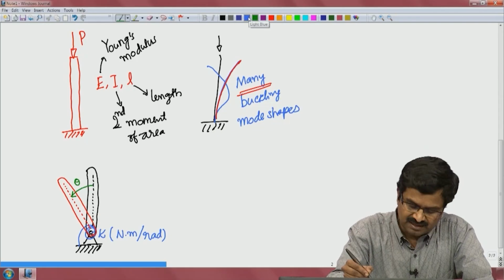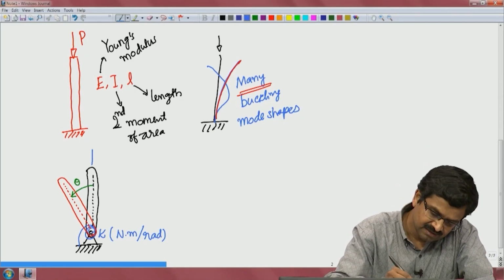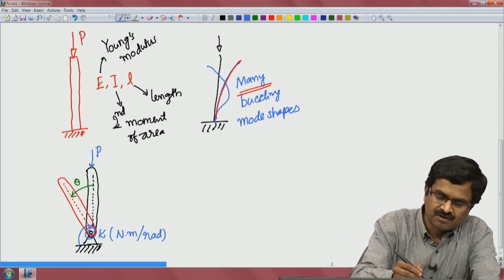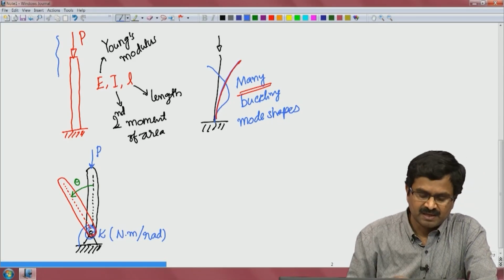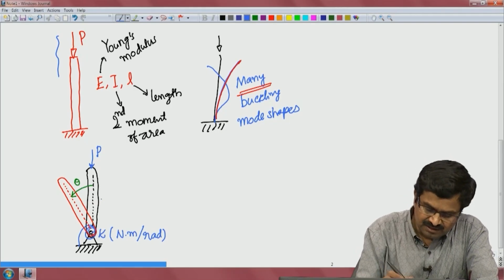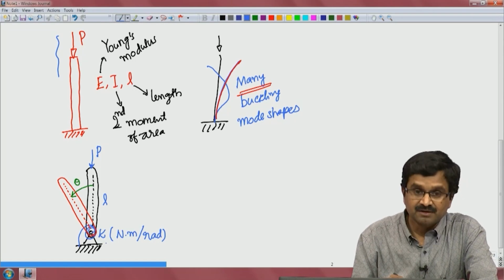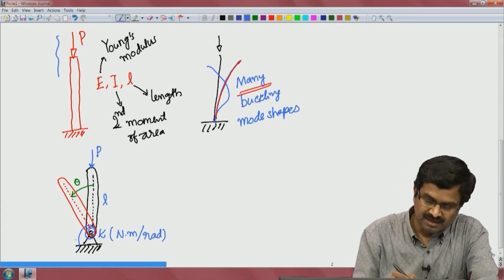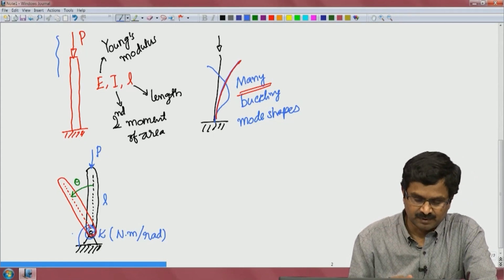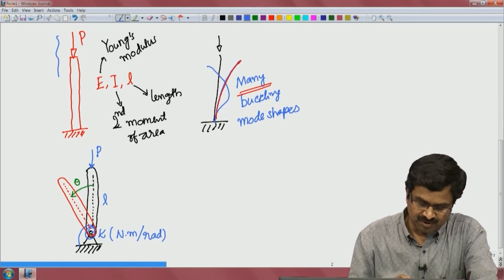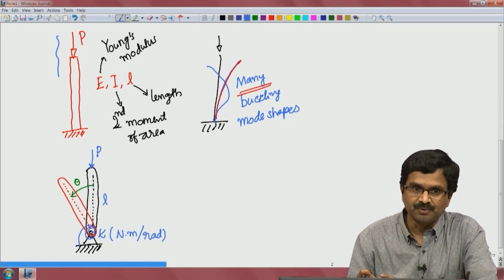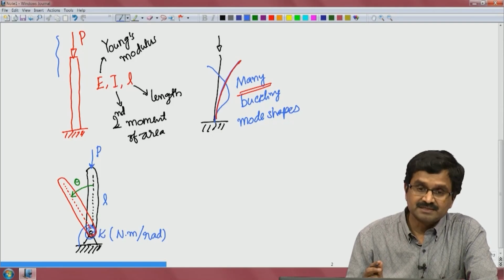Now, let us say there is a compressive force there, just like what we have over here, a P. Let us call the length of the bar L, and the torsional, or rotational, spring constant kappa, in Newton meter per radian. As it turns, a torque is going to be generated here. Let us take this problem, start with theta equal to 0, apply load P, and see what happens.